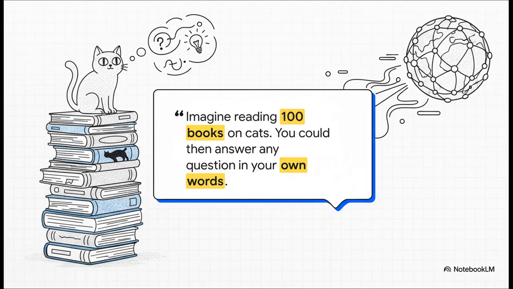Imagine you read 100, maybe 1,000 books all about cats. You wouldn't just be memorizing facts, right? You'd develop a really deep, intuitive understanding. You could write a brand new story about a cat that's never existed. You could answer some weird, complex question about cats in your own words. That's exactly what these models do. But instead of books about cats, they've read, well, pretty much the entire internet.